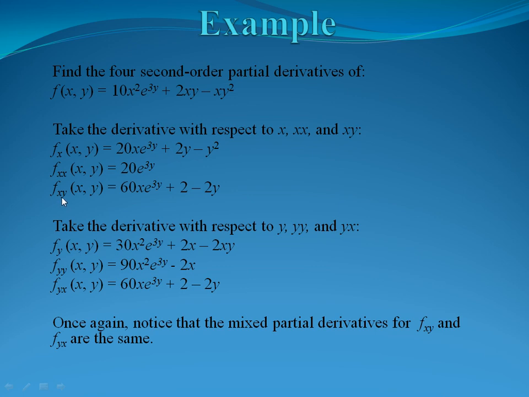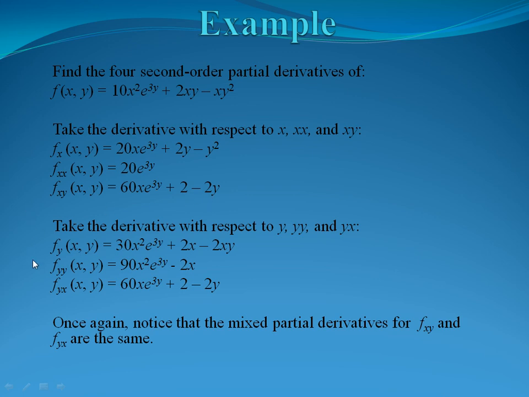F sub xy says we go to f sub x, our first partial, and now treat y as our variable. So for the first term, the y only shows up in the e. If we have e to a constant times y, that constant just comes out front to blend with the other ones. So that gives us 60x e to the 3y. For our second term, the derivative of 2y with respect to y is 2. And then the derivative of y squared is going to give us a minus 2y. So f sub xy is 60x e to the 3y plus 2 minus 2y.